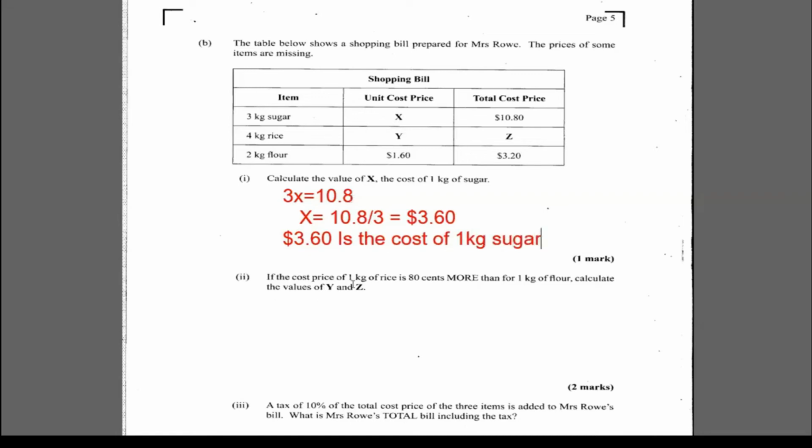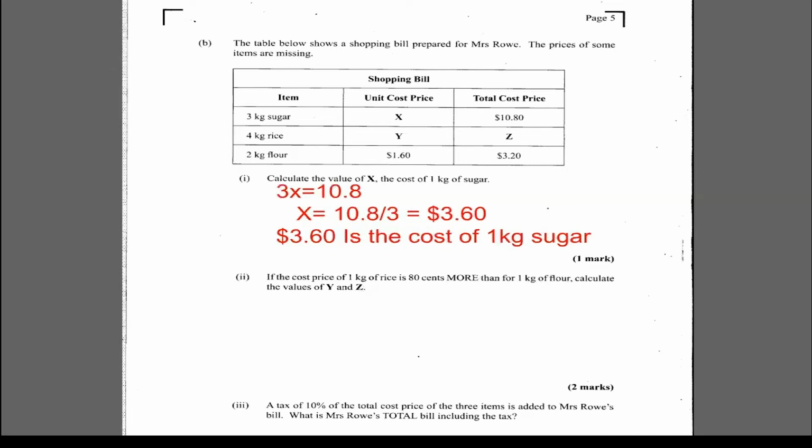It says if the cost of 1 kilogram of rice is 80 cents more than 1 kilogram of flour, calculate the values of Y and Z. So let's look at what they said. They said the cost of 1 kilogram of rice is 80 cents more than 1 kilogram of flour.